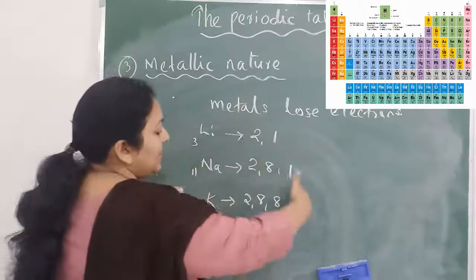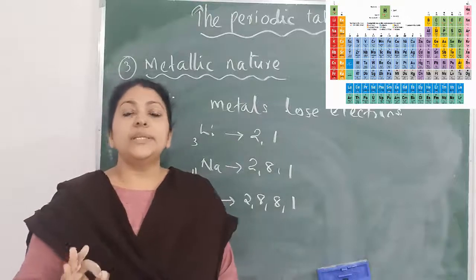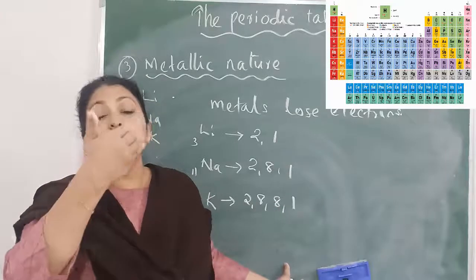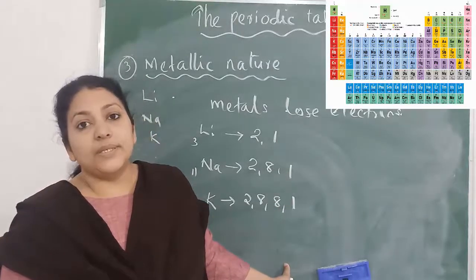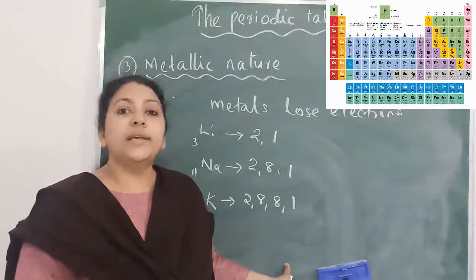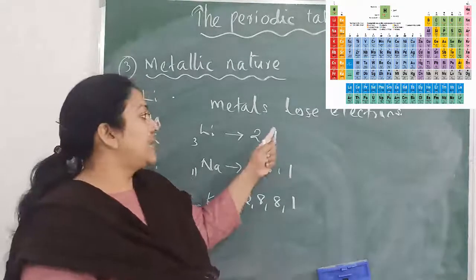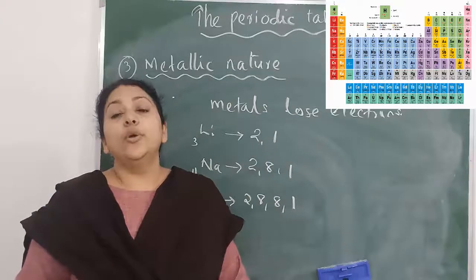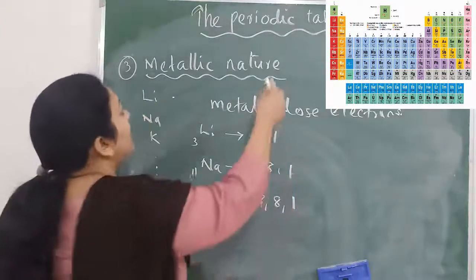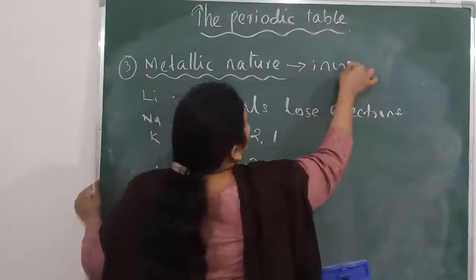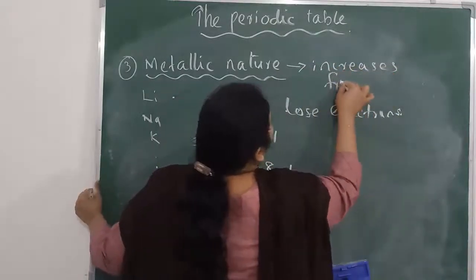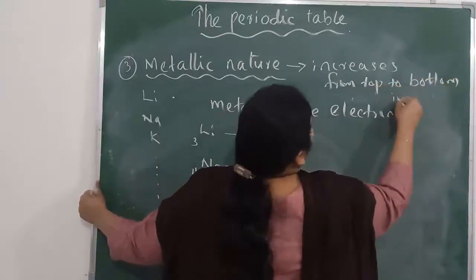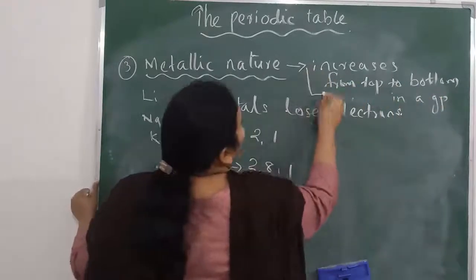Alright. So what happens to the metallic character? Metallic character means the ability to lose electrons. So we have found that when you move from top to bottom in a group, the tendency to lose electrons increases. Therefore, metallic character or metallic nature increases from top to bottom in a group. Is that clear? So we can write: metallic nature increases from top to bottom in a group. Okay.